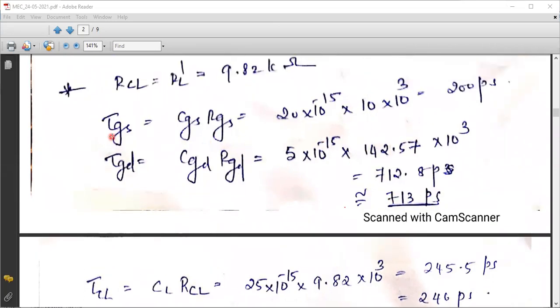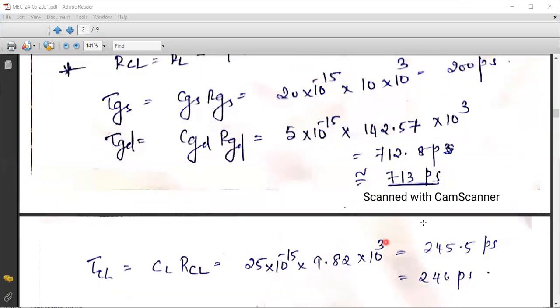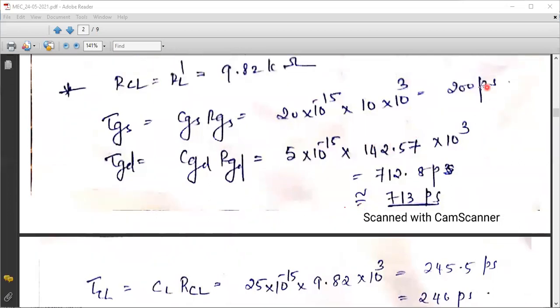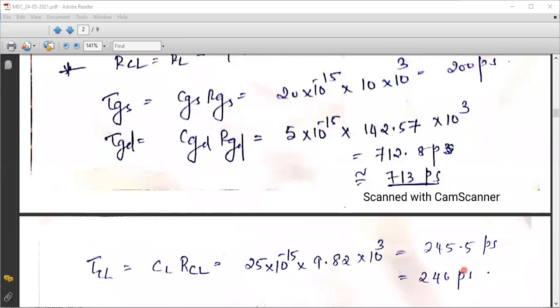So please see if you are getting tau GS as 200 picoseconds, because minus 15 into 3 will become minus 12. So 20 into 10, 200 picoseconds. Similarly, tau GD, tau CL. Please ensure that all the time constants are in the same unit. So you will maintain the same unit, that is picoseconds, because minus 15 into 10 to the power 3 will become 10 to the power minus 12. So that is nothing but picoseconds. Time constant unit is picoseconds.